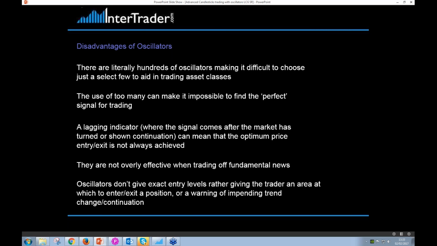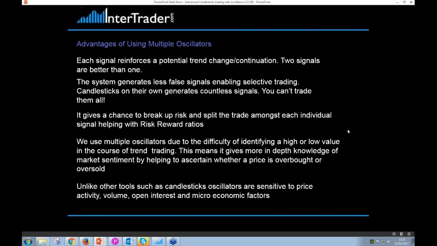There's obviously an advantage to using multiple oscillators, in that it gives you more confirming things. So the more confirming things you get, the more likely you are to be right. However, the whole point about these things is the false signals. It's the idea that everybody knows what you know.